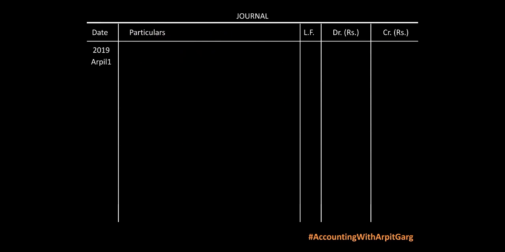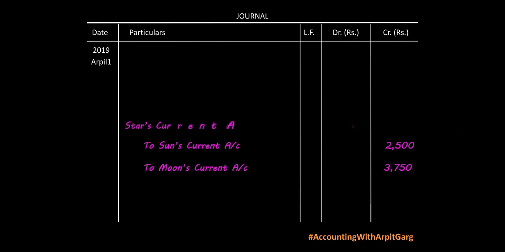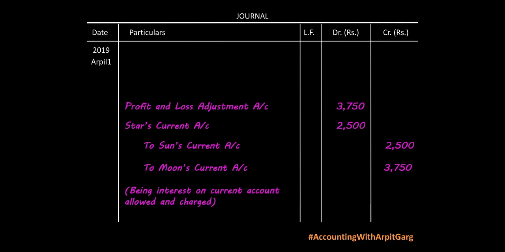Then interest on current account. So we will give to Sun, to Sun's current account. We will give to Moon, to Moon's current account. And we will take from Star. Remember, in the question, Star's current account has a debit balance. So we will take, Star's current account debit 2,500. This entry is not balanced, so we will write profit and loss adjustment account. Then narration, being interest on current account allowed and charged. We are giving interest on current account, so we will credit, but as Star's current account has a debit balance, we will take. So when we give an amount, the partner's current account is credited, and when we take an amount from a partner, their current account is debited.